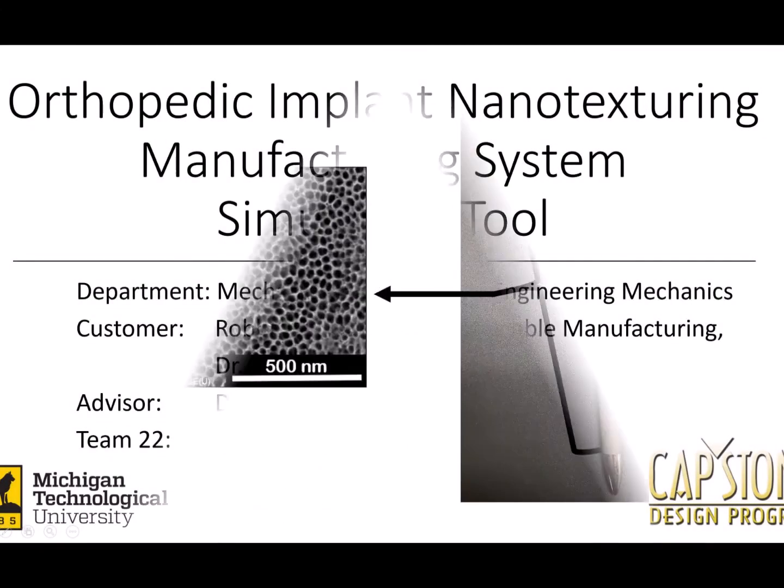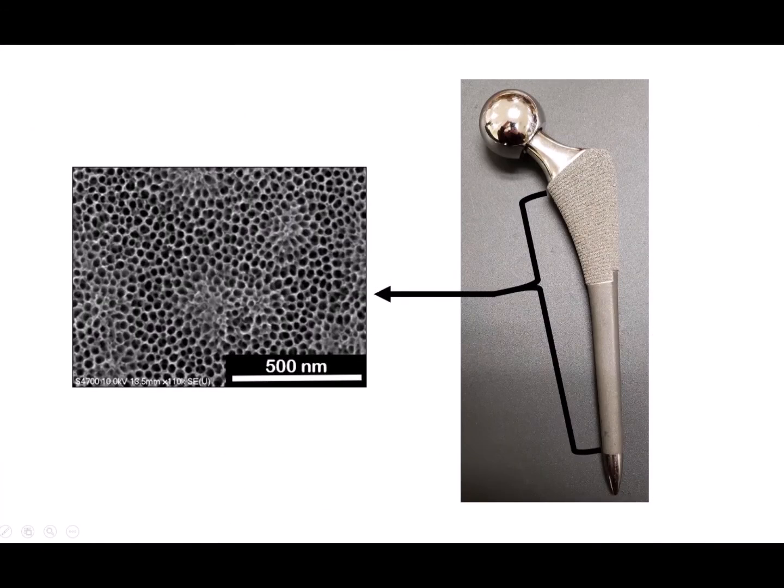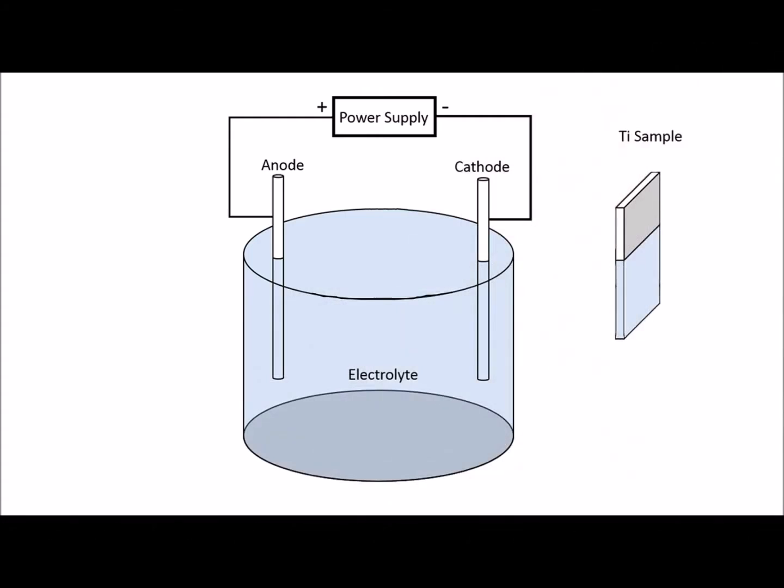It has been found that adding a nanotextured surface to titanium implants not only will decrease the chances of getting infection, but also increases the implant's adhesion to the bone. The image shown is what a hip implant looks like after nanotexturing is added. The animation shows the process that titanium implants undergo to create nanotubes on the surface of the implants.